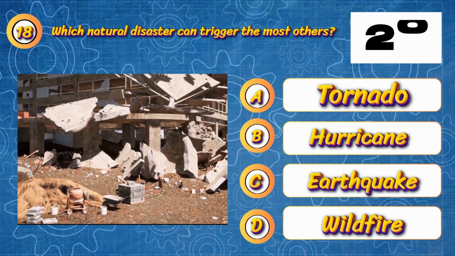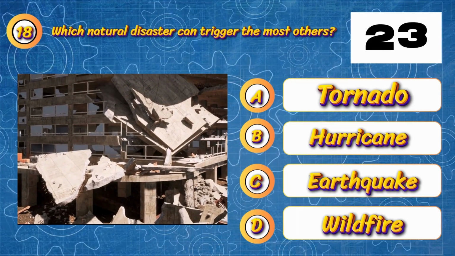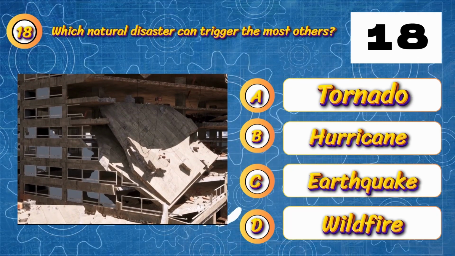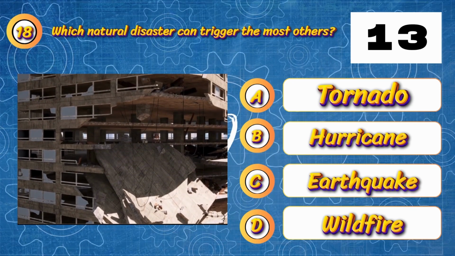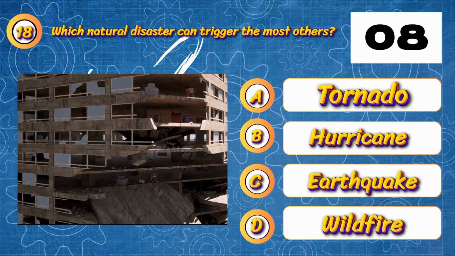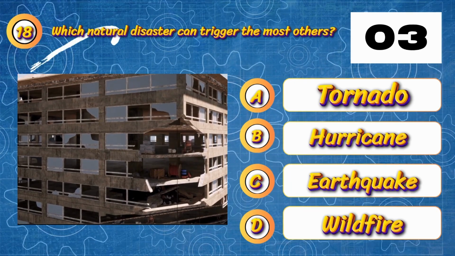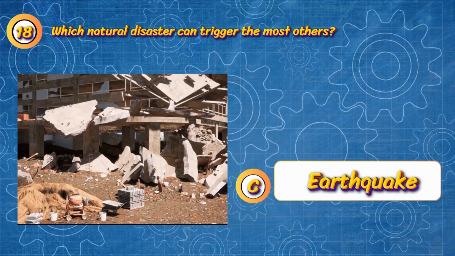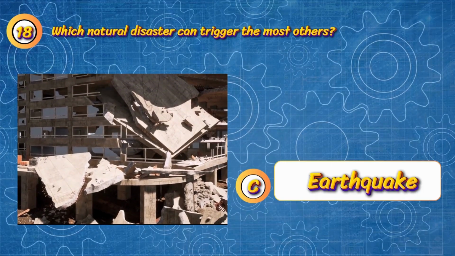Question 18. Which natural disaster can trigger the most others? A. Tornado. B. Hurricane. C. Earthquake. D. Wildfire. C. Earthquakes can trigger tsunamis, landslides, and even volcanic eruptions.